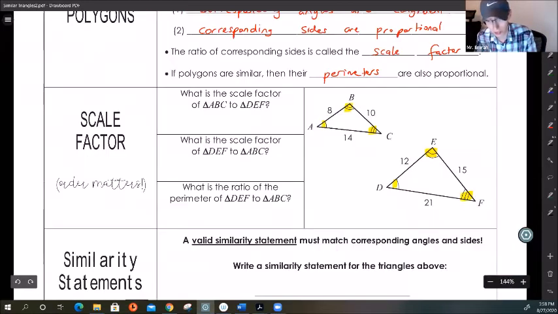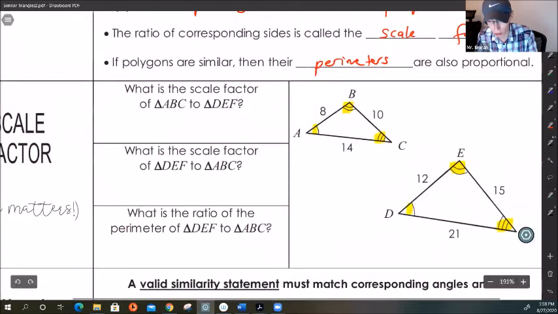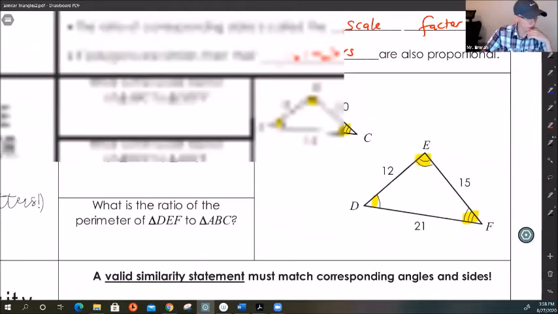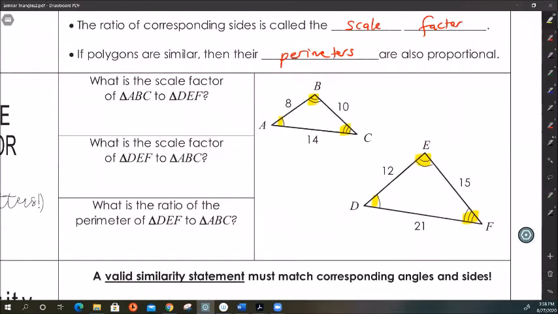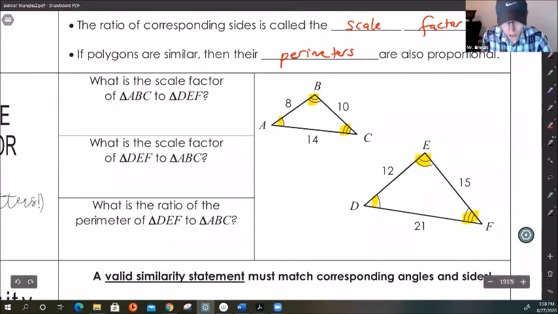So what is the scale factor of ABC to DEF? And as a matter of fact, the order of this matters too. Like, do I make the ratio of small to big? Then you gotta get a ratio that is less than 1, because it says ABC to DEF, a smaller triangle to a larger one. So what are two corresponding sides?